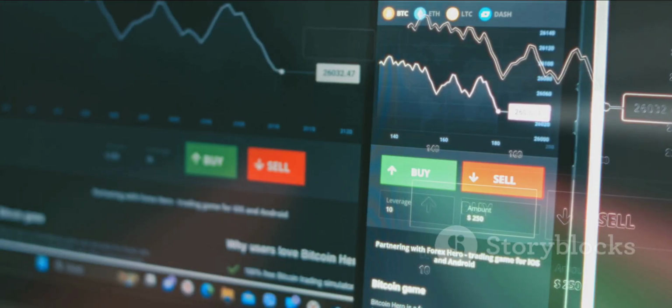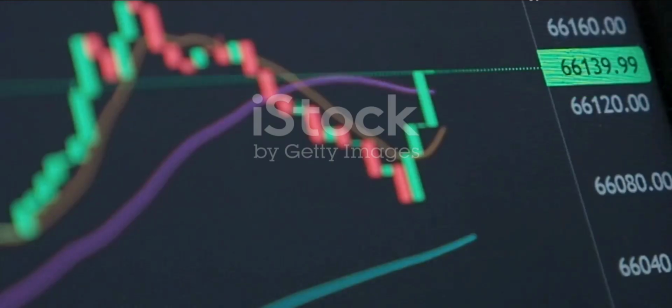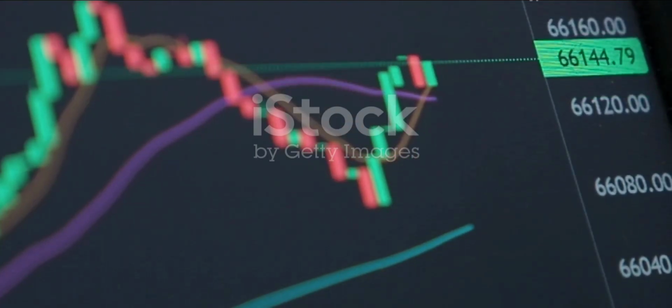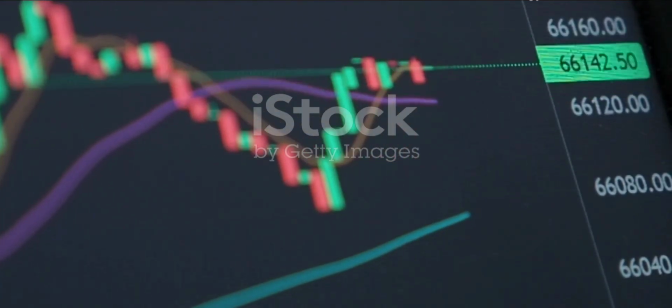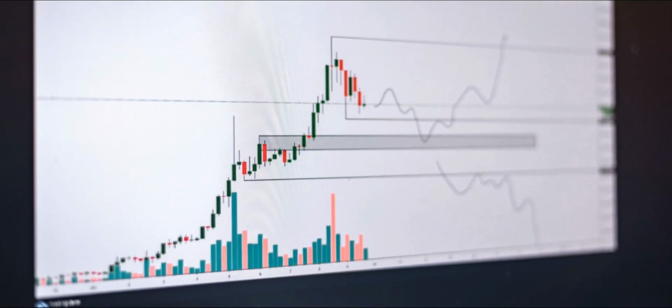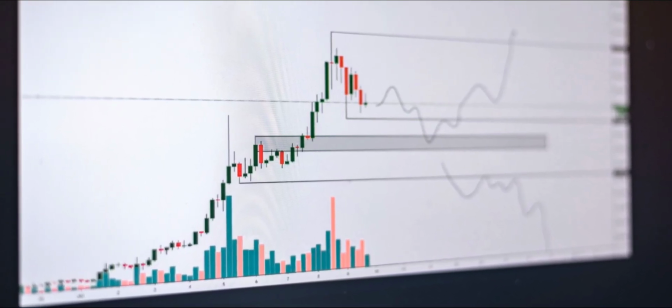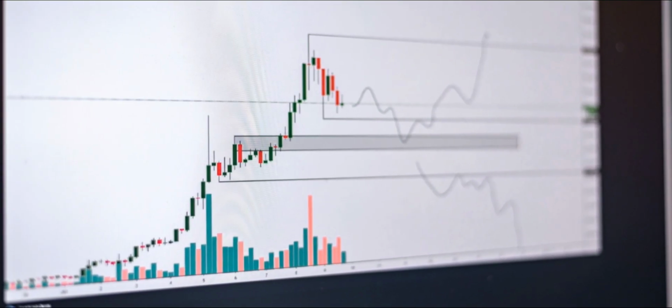The most common MACD strategy is the crossover, a bullish crossover. The MACD line crossing above the signal line can signal a buy. The histogram flips from negative to positive, confirming upward momentum. If those bars get taller, the trend is strengthening.